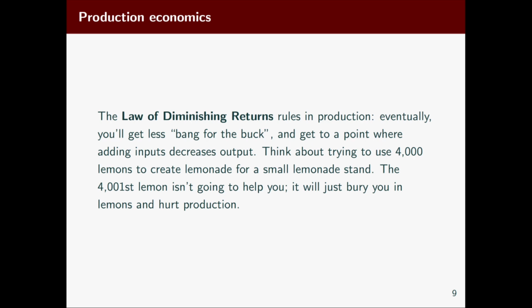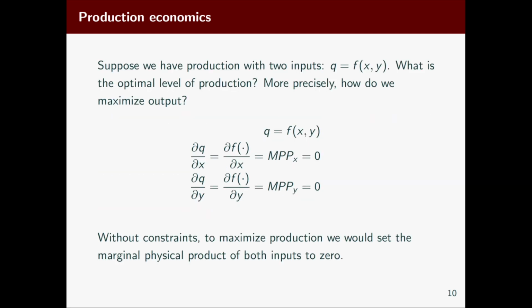Okay, law of diminishing returns. This is just something to be aware of. Eventually, you're going to get less bang for the buck, so you should be very aware of this economic law. What this states is just eventually you're going to be using so much input to produce something that getting additional input is going to decrease the marginal return that you get from that input. So pretty straightforward stuff.